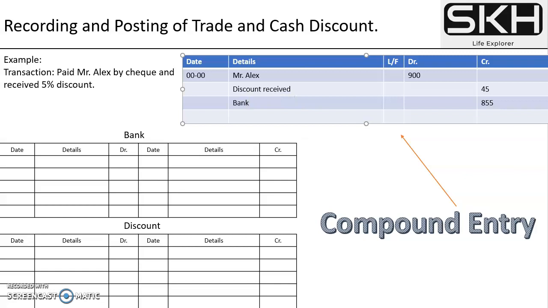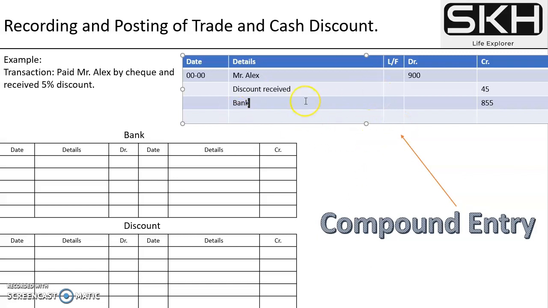So students, there can be some transactions where we may have more than one debit or one credit, although both sides should be equal. So you can see the debit side is 900 and the credit side is also 900, but in the credit side there are two accounts involved. So this entry is called a compound entry. A compound entry is an entry which may involve more than two accounts.